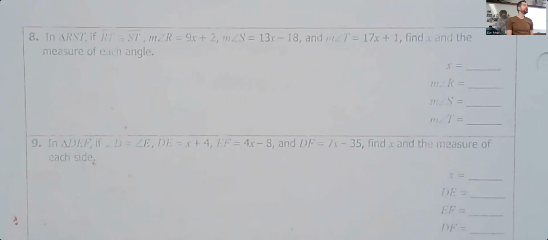All right, so on the back, we got 3 more questions with isosceles triangles, and then we're going to finish up with some equilateral triangles. So here we go. Number 8, this one does not show us the triangle. What should we do? Make one. Draw it. Yes.